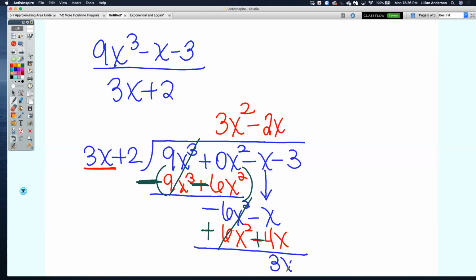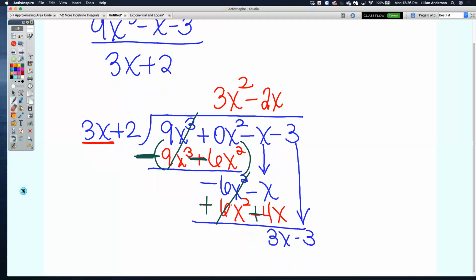This is a positive 3x, bring down the negative 3. One last time. 3x times what gives me 3x? 1. So then you multiply. That'll give me a 3x plus 2, but I have to remember to change the sign. This becomes a negative, this becomes a negative. Do I have a remainder?